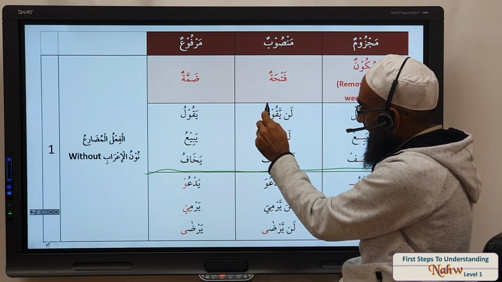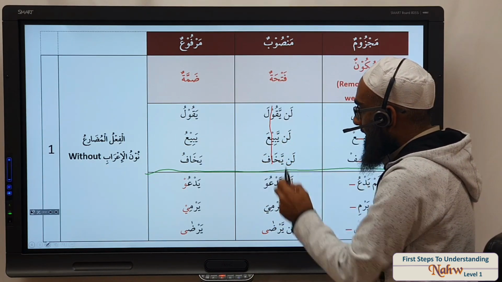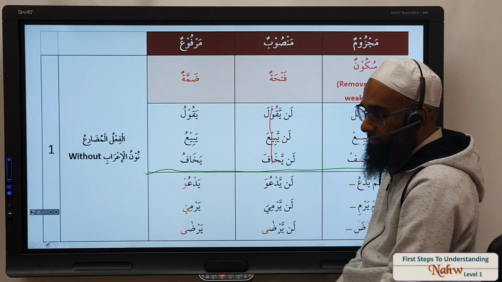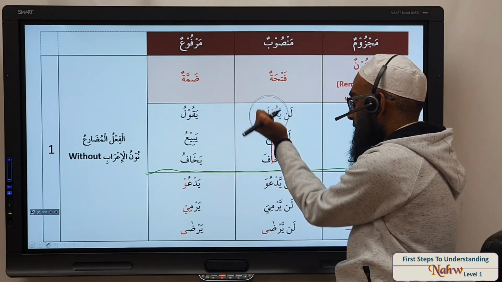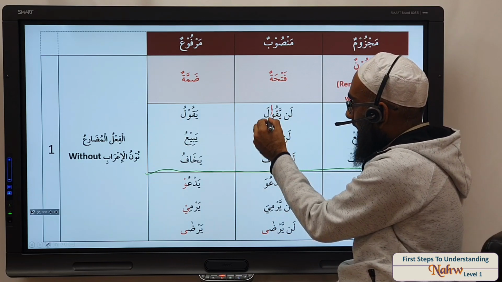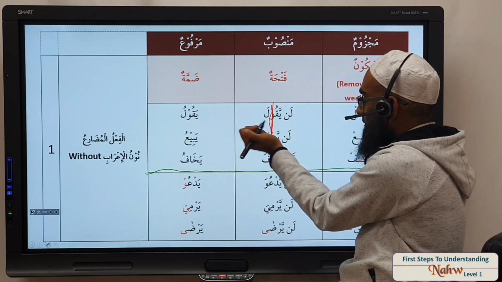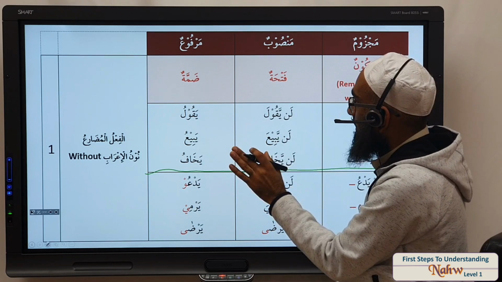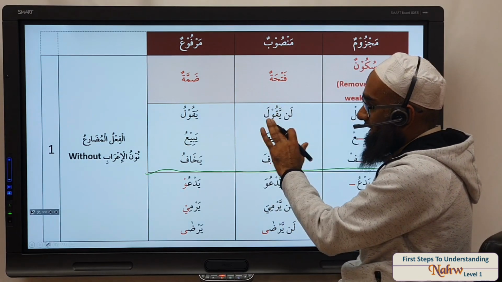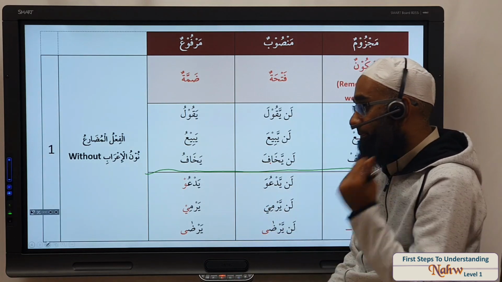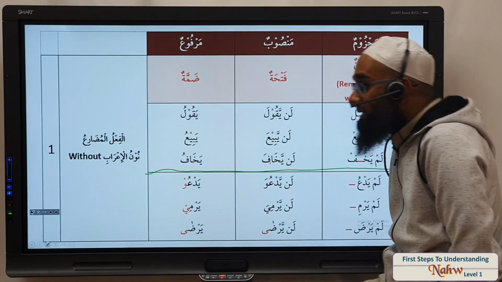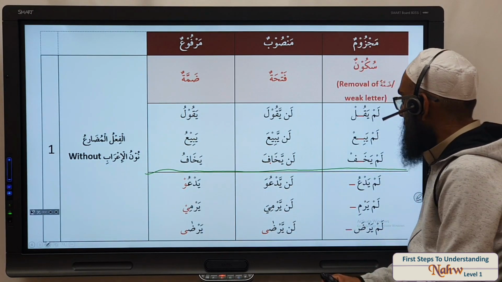In the mansoob state, is there any difference? Yaqulu, yabi'a, lan yakhafa. No, same. So lan yansura, lan yaqula. They all have fatha at the end. So in the marfu state and mansoob state, they have the same i'rab as a normal verb. Okay? When it's in a majzoom state, you have a slight change.